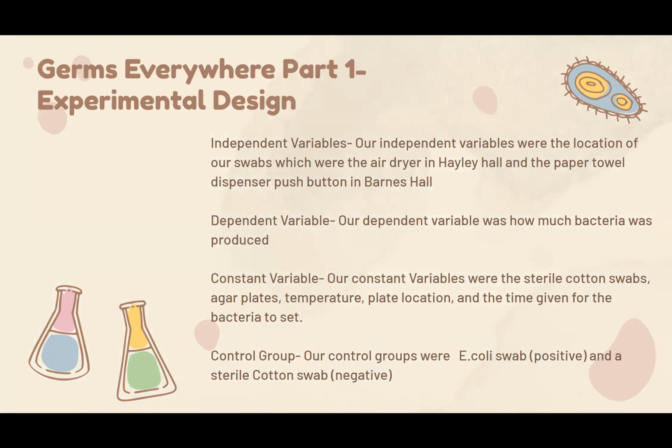We identified the independent variable as the location of our swabs. We took the air dryer sample in Haley Hall and the paper towel sample was taken in Barnes Hall. Our constant variables were the supplies used in the experiment, such as sterile cotton swabs, agar plates, location and time given for the bacteria to grow. And the control group was the E. coli swab and the sterile cotton swab.